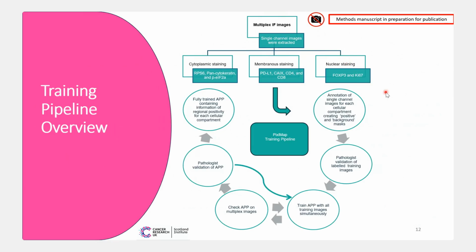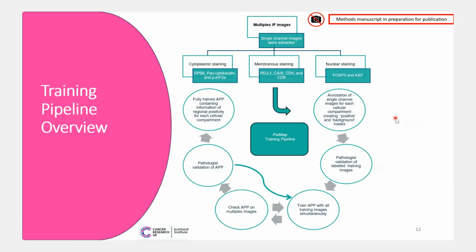And so then we annotated single channel images. These single channel images that have been extracted from the multiplex images for each cellular compartment, either creating a positive label, i.e. where the stain was localized to, or where it was positive for that specific marker. So that would be positive, and then background. Our outputs for the training would just be positive and background.